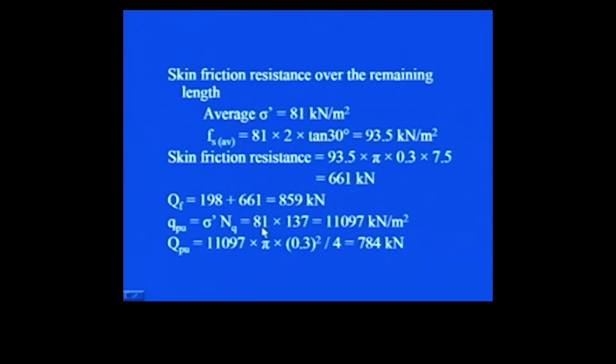So, this value will be 81 into 137, which will be equal to 11,097 kilonewton per meter square. Where this value will be acting at the base of the pile tip. So, if you multiply this value by the area of the base of the pile tip, then you will be getting the point bearing resistance. So, you see here the diameter of the pile is 0.3. So, here I am multiplying it by the area of the base of pile, that is pi d square by 4, d is 0.3 in this case, and this gives the value of 784 kilonewton.